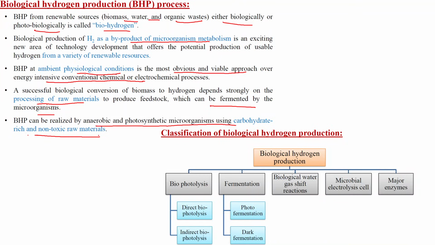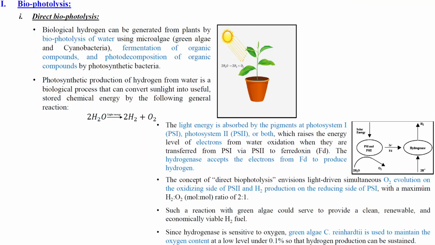So it is classified into different forms. Basically, biophotolysis, which includes direct biophotolysis and indirect biophotolysis, then fermentation, photofermentation in the presence of light, dark fermentation in the absence of light, then biological water gas shift reaction, microbial electrolysis cell, and major enzymes. Okay. So the first one is biophotolysis.